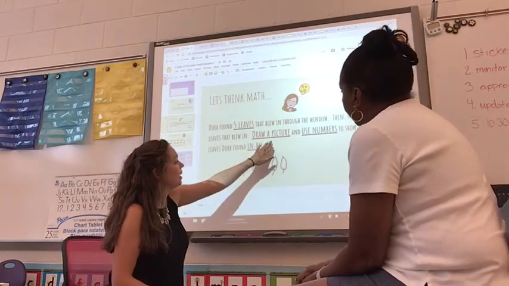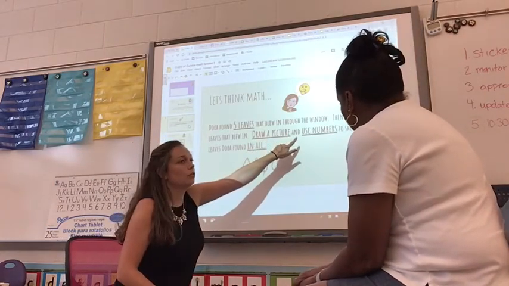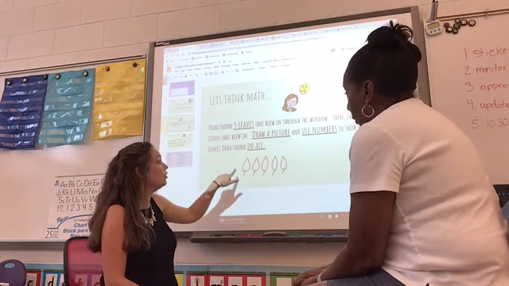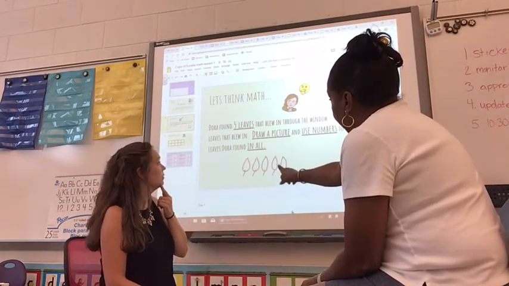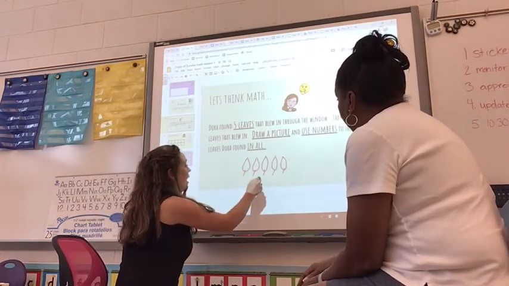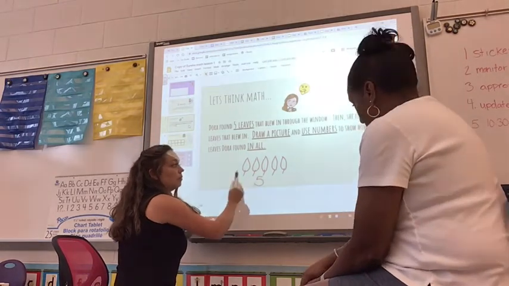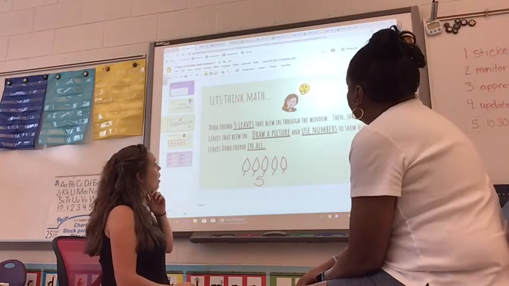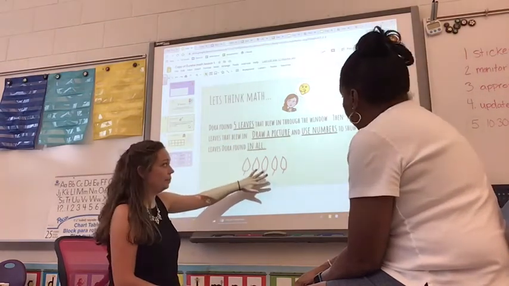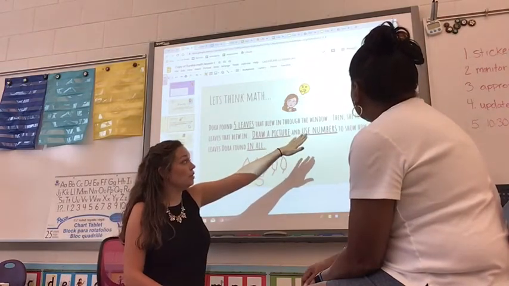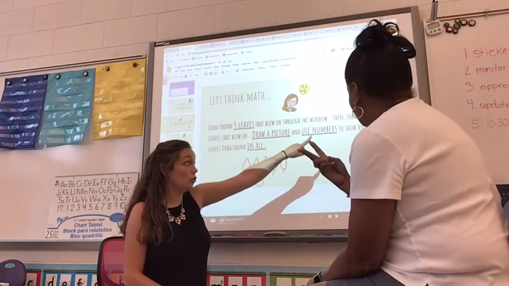So it says draw a picture and use numbers. I drew the 5 leaves, but what's missing? You need to put the number underneath each one. Okay, well, I think I'm just going to do 5, like that. Does that sound okay? Yep. So Dora found 5 leaves that blew in through the window. I got that. Then she found 2 more.